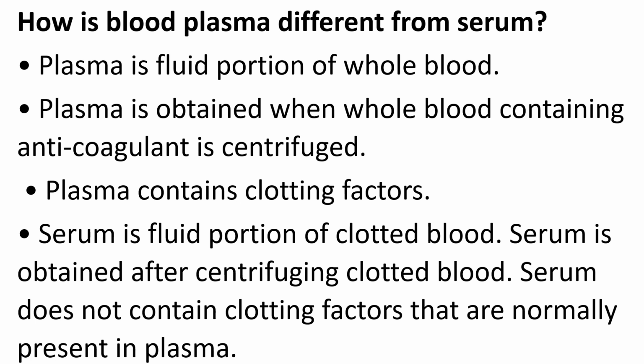Plasma contains clotting factors. And what is serum? Serum is the fluid portion of the clotted blood. Now remember, if we have to obtain plasma, we have to add anticoagulant into the blood sample, but for serum we let the blood clot. So serum is the fluid portion of the clotted blood. It doesn't contain formed elements, that is RBCs, WBCs and platelets, and it also does not contain plasma protein. And serum is obtained after centrifuging the clotted blood. So serum doesn't contain clotting factors.